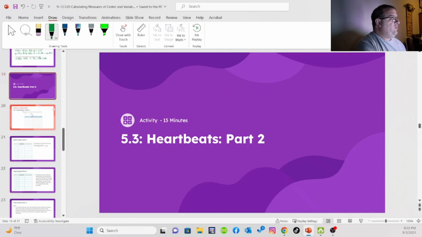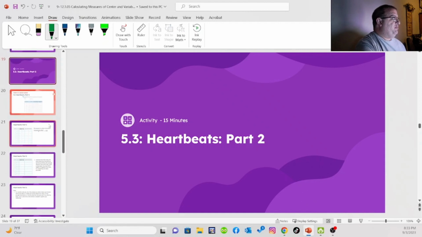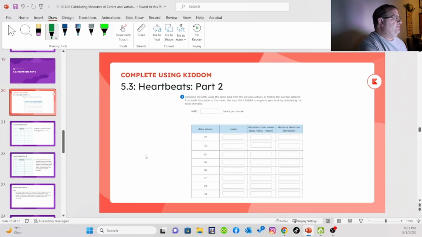So now we have activity 5.3. This should take us about 15 minutes. It is called Heartbeats Part 2. It is available on Kidem if you prefer to do it on the website, or in your workbook if you prefer to work on paper. Or again, you can always go up to one of the whiteboards that are around the room and do the work on the whiteboard if you prefer.